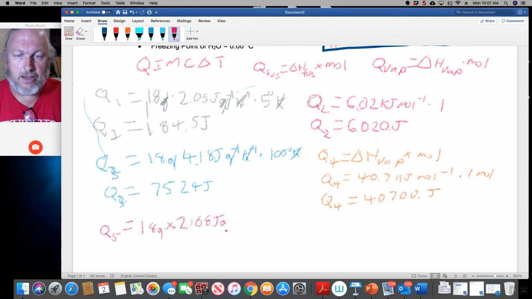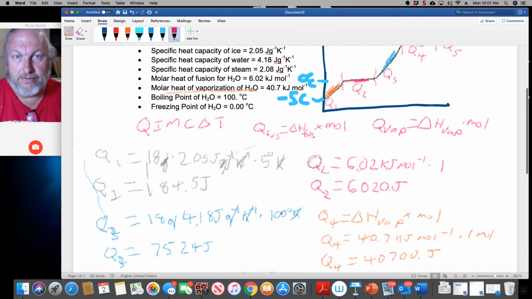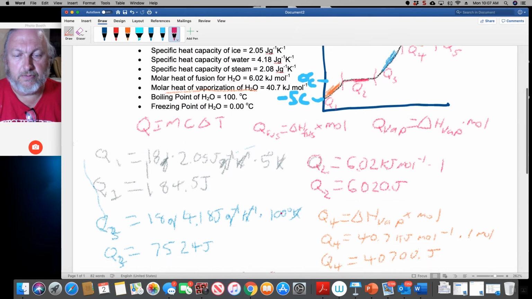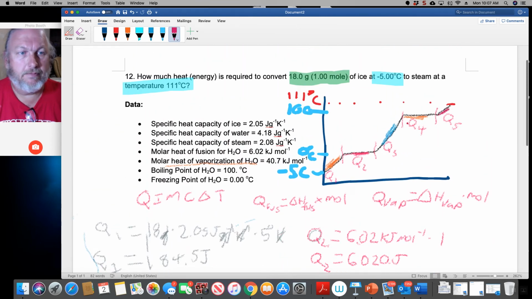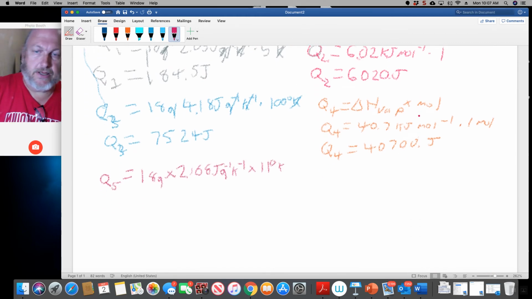Joules per gram per degree K or per degree C, times 11 degrees. And we can call that K or we can call it Celsius. It's the same magnitude. Where did I get that from? Right there. Where did I get the 18 grams from? It was given in the problem. Where did I get the 11 degrees? 111 minus 100.